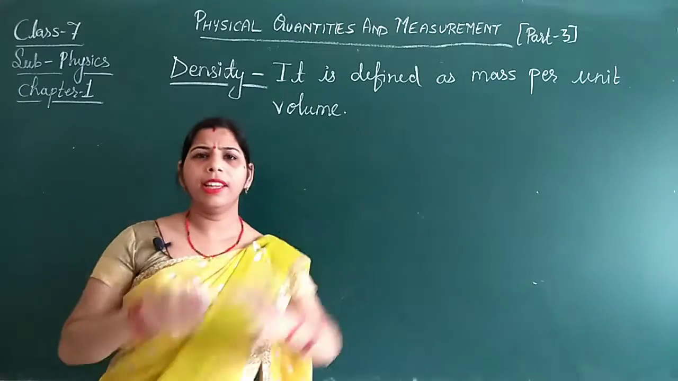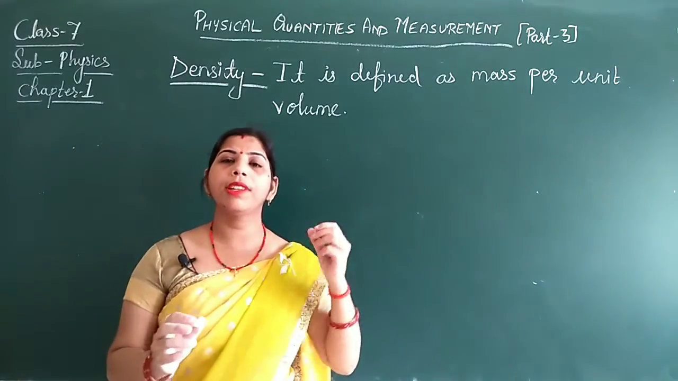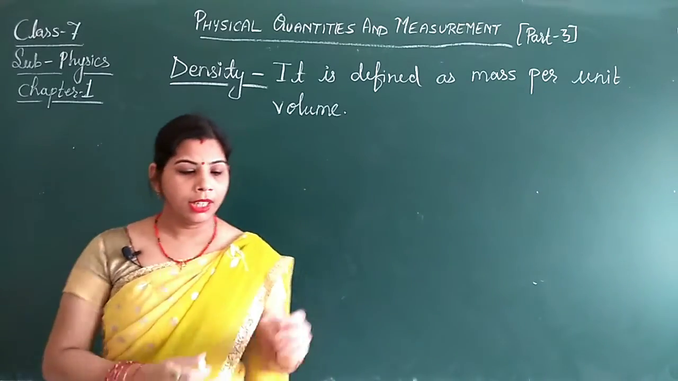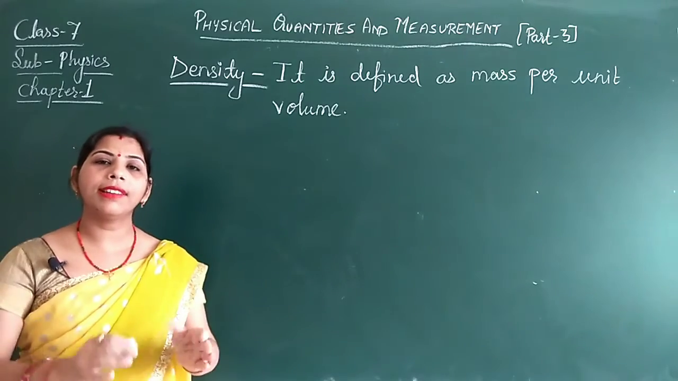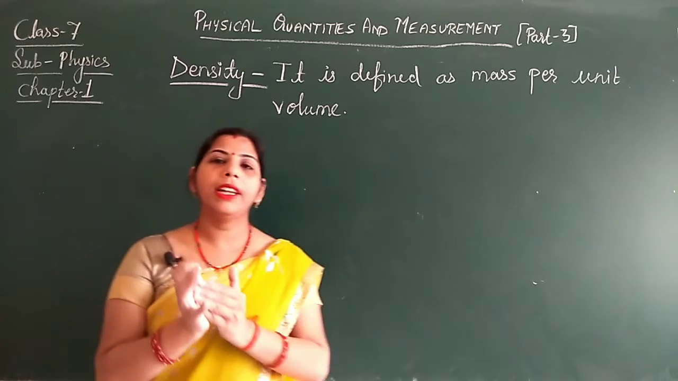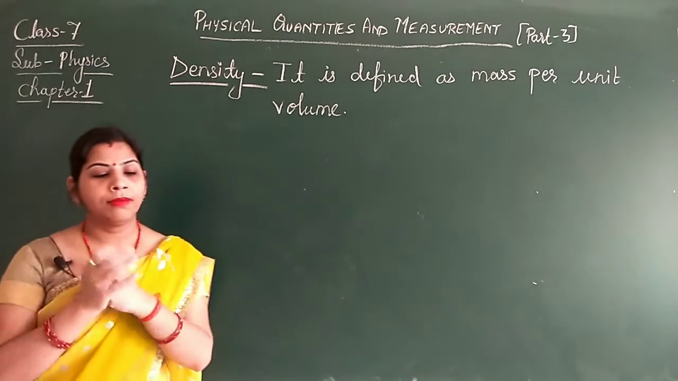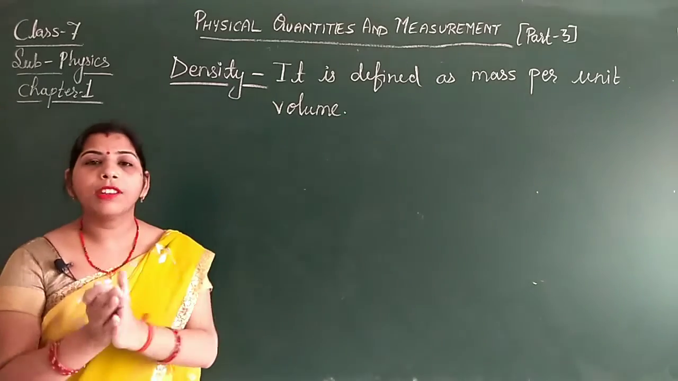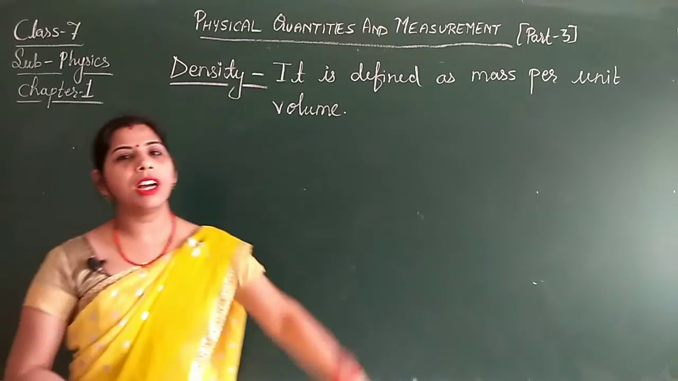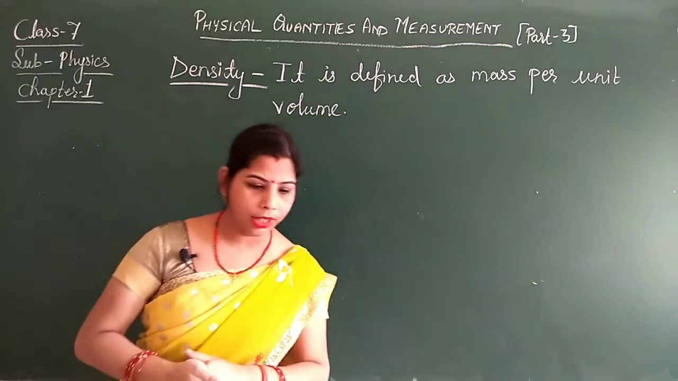Now just see one thing. When we hold an equal volume of sand and an equal volume of cotton, the cotton is lighter as compared to the sand. Why? Because the particles, the mass of the sand is very close to each other, but as compared to the cotton, that's why the sand is much heavier.